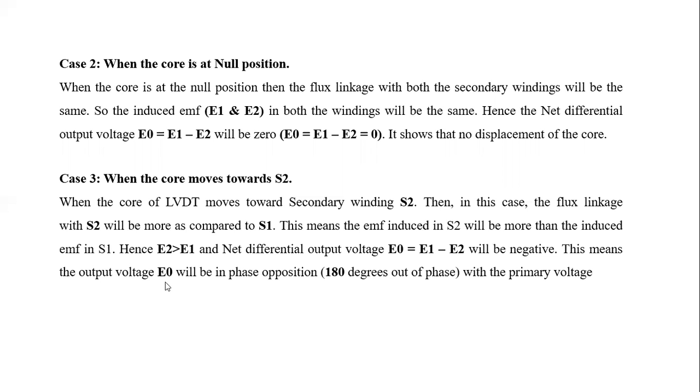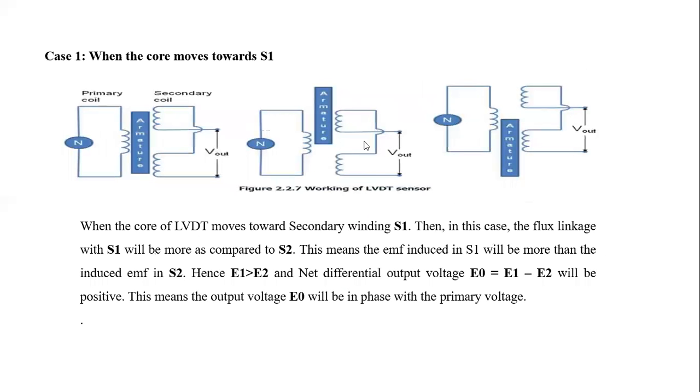This means that the output voltage will be in phase opposition, that is 180 degrees with the primary voltage. And the third position is when the core is at null position. Then the flux linkage of both the secondary windings, that is S1 and S2, are the same, and due to this the EMF induced in both the secondary windings is the same, E1 is equal to E2. Then the net output voltage is 0.